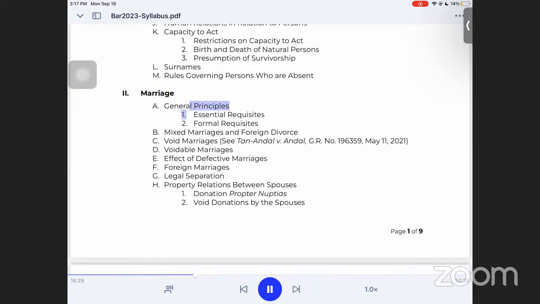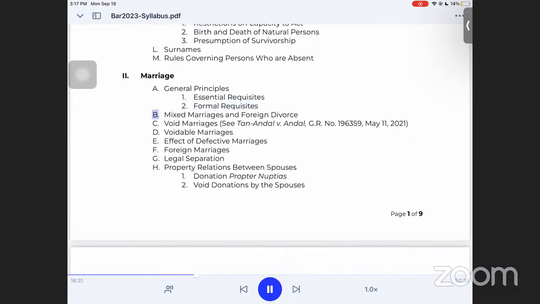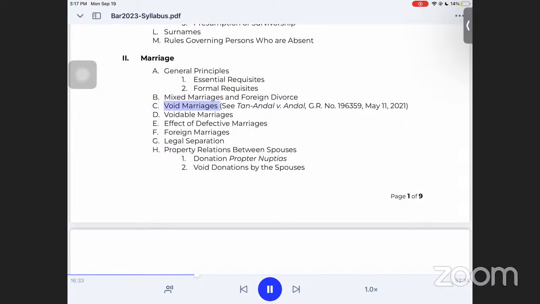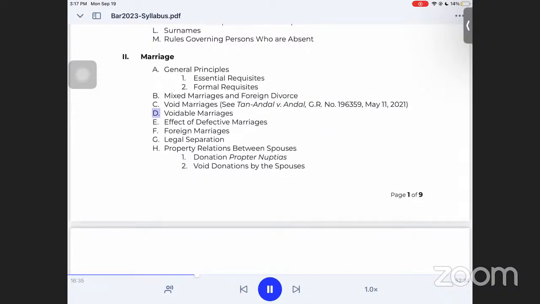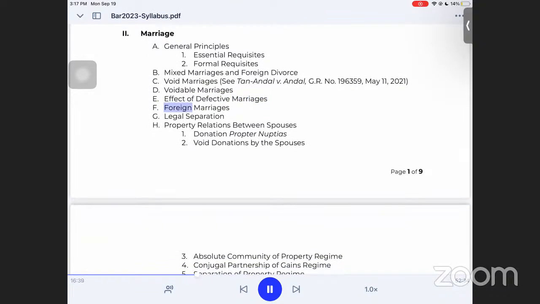2. Marriage. A. General principles. 1. Essential requisites. 2. Formal requisites. B. Mixed marriages and foreign divorce. C. Void marriages. Sexton and Elf... Andal, G.R. number 196359, May 11, 2021. D. Voidable marriages. E. Effect of defective marriages. F. Foreign marriages.